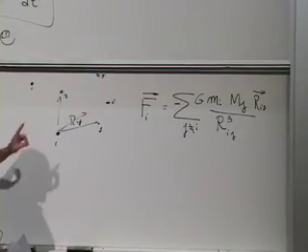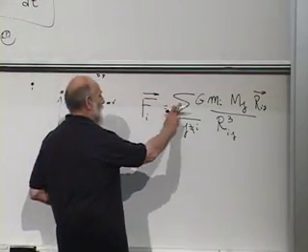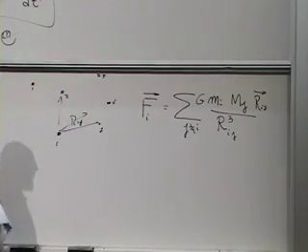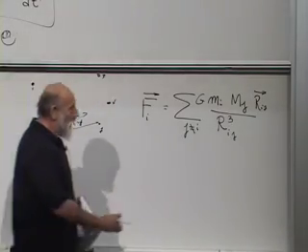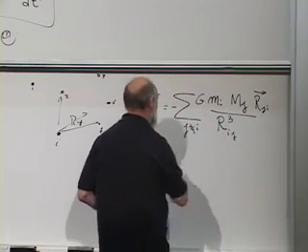Yeah, I actually think you're right. You're absolutely right. The way I've written it, there should not be a minus sign here. But if I put Rji there, then there would be a minus sign, right? So you're right.